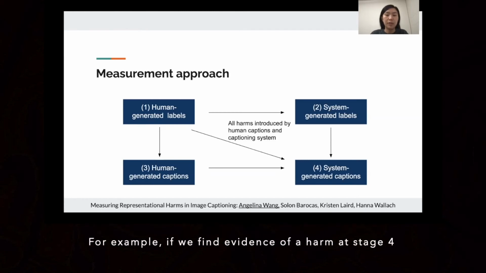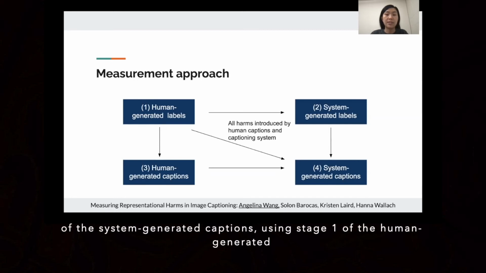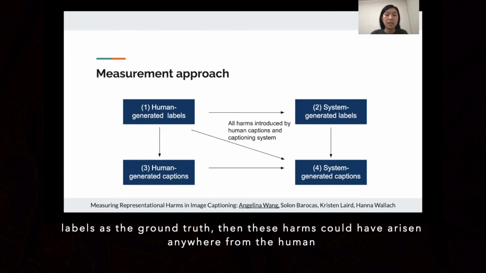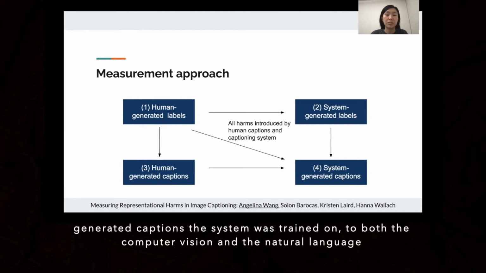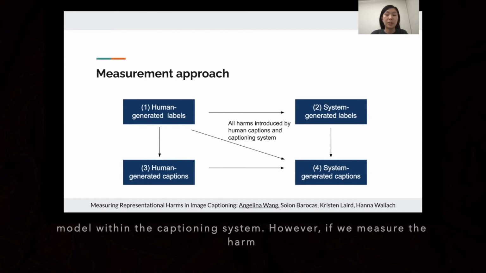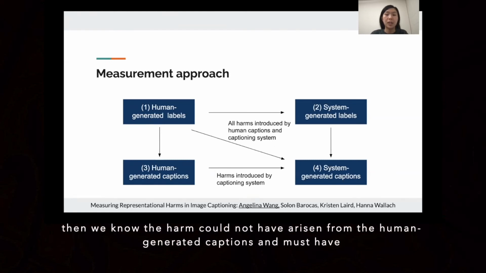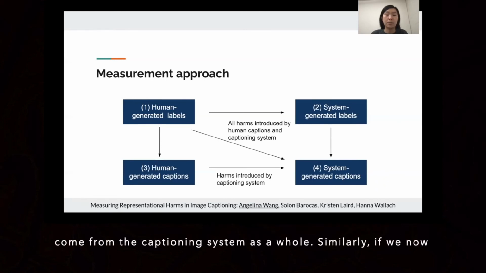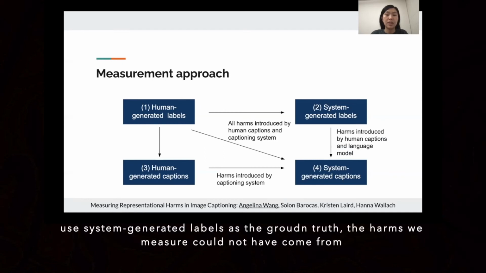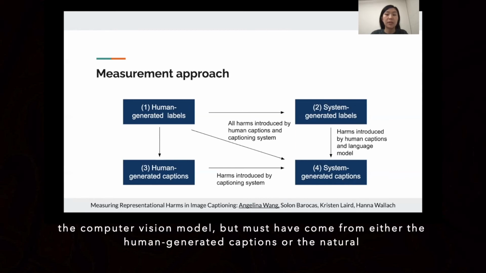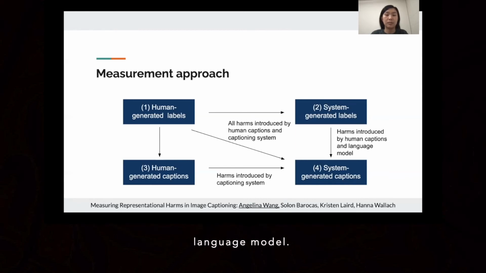For example, if we find evidence of a harm at stage 4 of the system-generated captions using stage 1 of the human-generated labels as the ground truth, then these harms could have arisen anywhere from the human-generated captions the system was trained on to both the computer vision and natural language model within the captioning system. However, if we measure the harm now using stage 3 of human-generated captions as ground truth, then we know the harm could not have arisen from the human-generated captions and must have come from the captioning system as a whole. Similarly, if we now use system-generated labels as the ground truth, the harms we measure could not have come from the computer vision model, but must have come from either the human-generated captions or the natural language model.